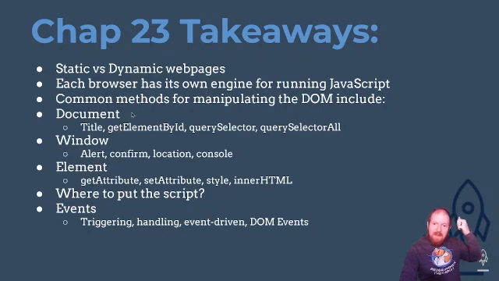Common methods for manipulating the DOM. The DOM is how your browser sees these objects. So your browser sees the document, it sees the paragraph, every single element it sees as an object. Now, if you're just writing a static site, that doesn't matter. You just throw your stuff up there and you're good. Once you want to start manipulating those objects, that's what we're really getting into here.